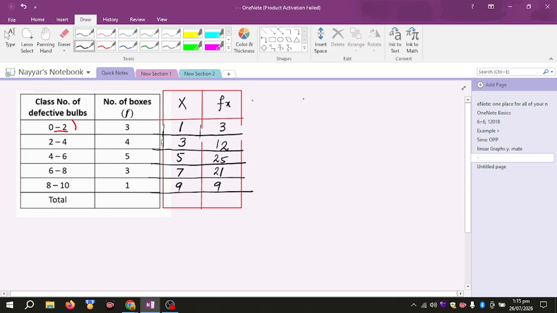Now as you know, the formula to find the mean is sum of f of x over sum of f. Now we are calculating the mean. So what we need to do is find the sum of f of x. We need to add up all these values. So add up 3, 12, 25, 21 and 9, what will you get?